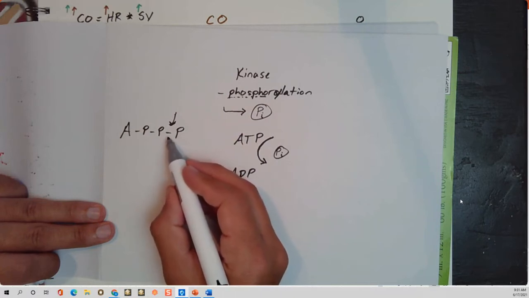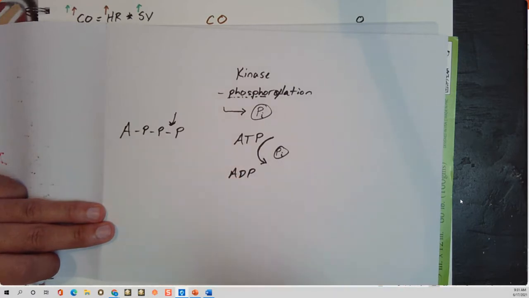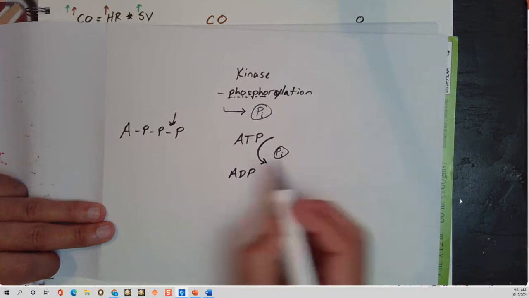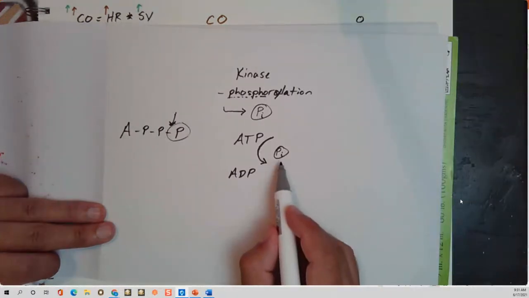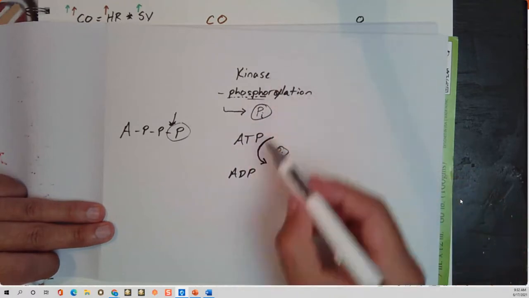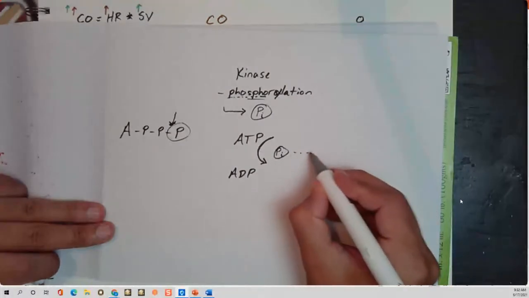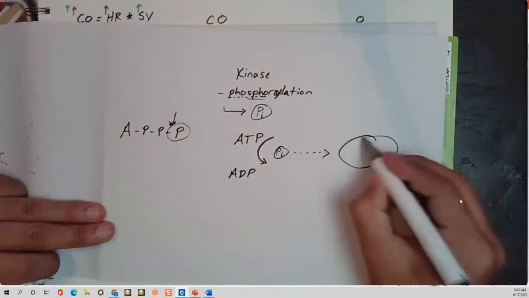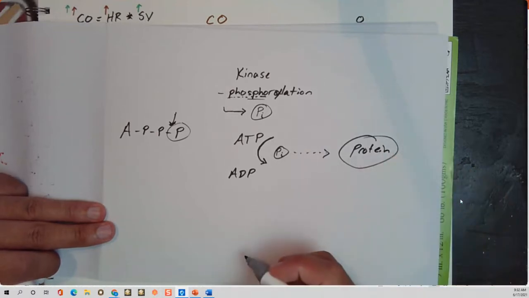Does that make sense? Because the energy was stored here. It takes energy to make a chemical bond, therefore it releases energy when we break that chemical bond. And that energy gets carried with that phosphate group. So if we go through a process called phosphorylation, what a kinase does is it hydrolyzes an ATP and releases an inorganic phosphate, then that inorganic phosphate can go bind to another protein and transfer the energy to that protein.